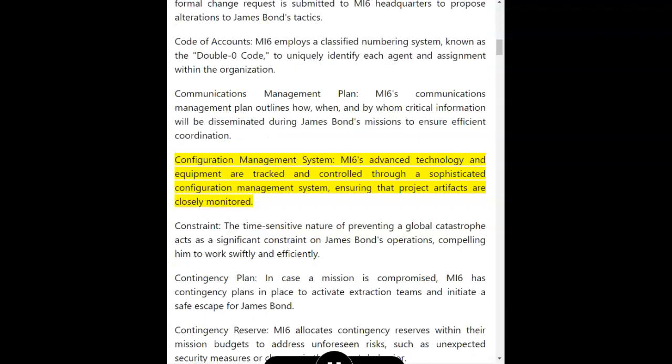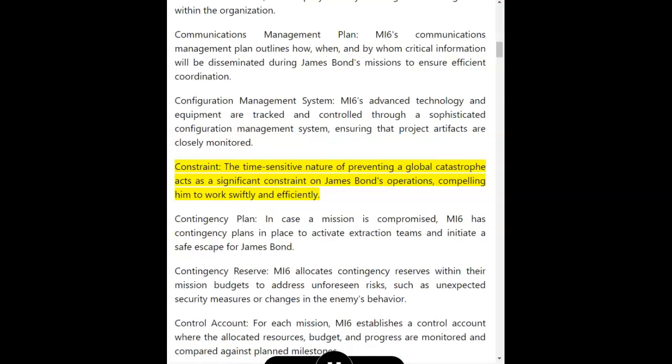Configuration Management System. MI6's advanced technology and equipment are tracked and controlled through a sophisticated configuration management system, ensuring that project artifacts are closely monitored. Constraint. The time-sensitive nature of preventing a global catastrophe acts as a significant constraint on James Bond's operations, compelling him to work swiftly and efficiently.